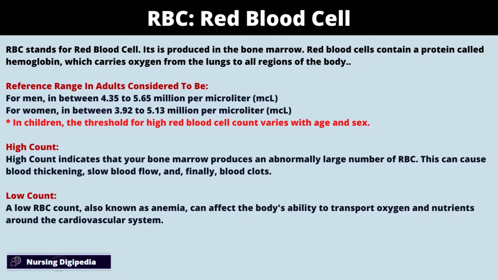A high count indicates that your bone marrow produces an abnormally large number of RBCs. This can cause blood thickening, slow blood flow, and finally blood clots. A lower RBC count, also known as anemia, can affect the body's ability to transport oxygen and nutrients around the cardiovascular system.